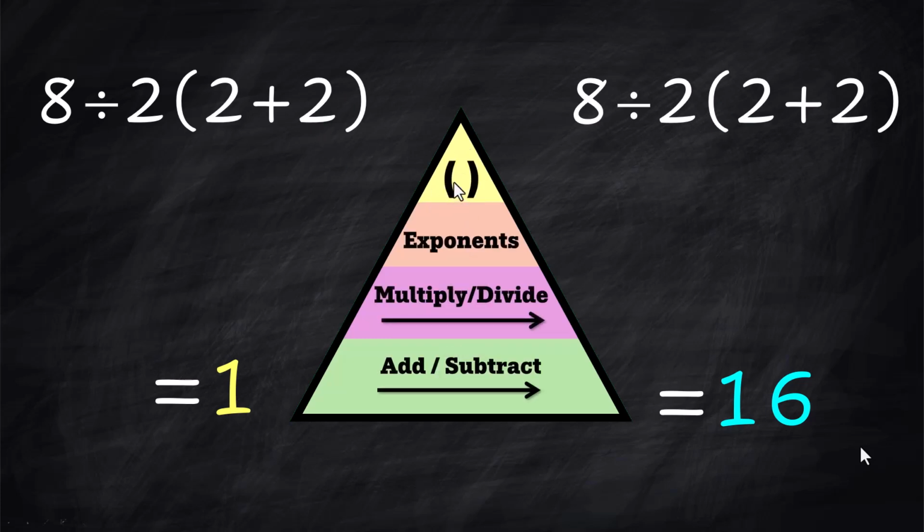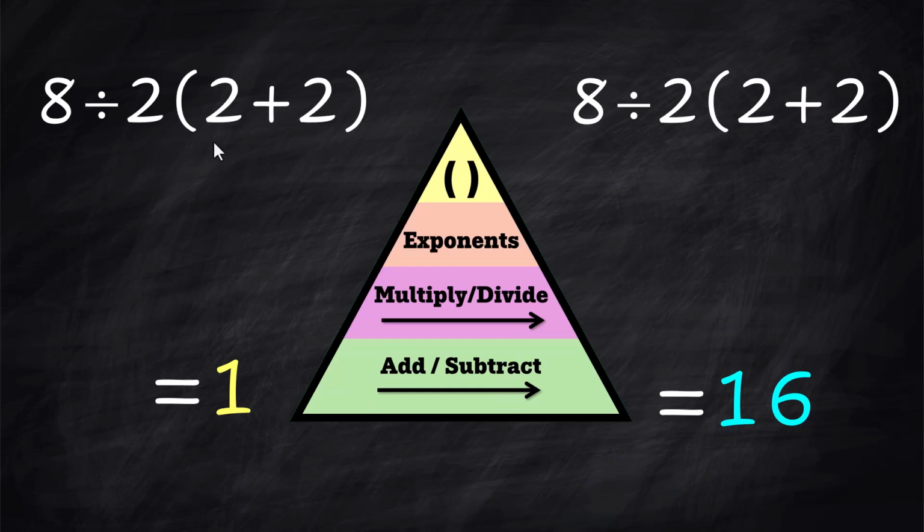You do everything that's inside of grouping symbols first, then you do your exponents, and if you have square roots, that would be right here. Then you multiply and divide in order from left to right, and then you add and subtract in order from left to right. Let's look at their work step by step.